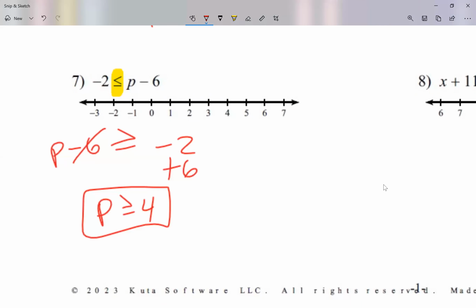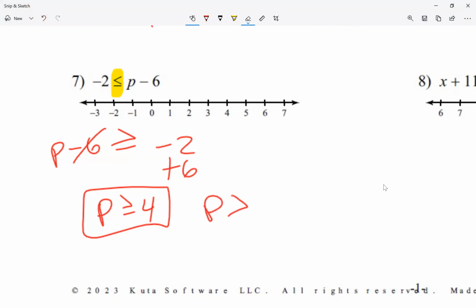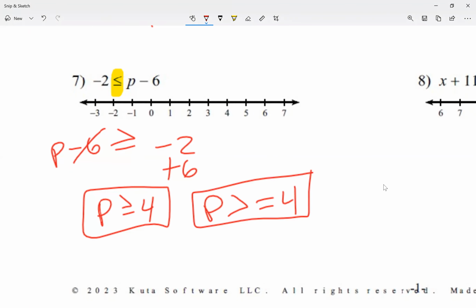But now the inequality with the or equal to, the one at the bottom, if I'm solving, I'm going to do this as P is greater or equal to. So I'm going to type in the greater than and the equal sign. So P is greater or equal to 4. That's how we're going to type that. So if it has the or equal to sign, that's what we're going to do.